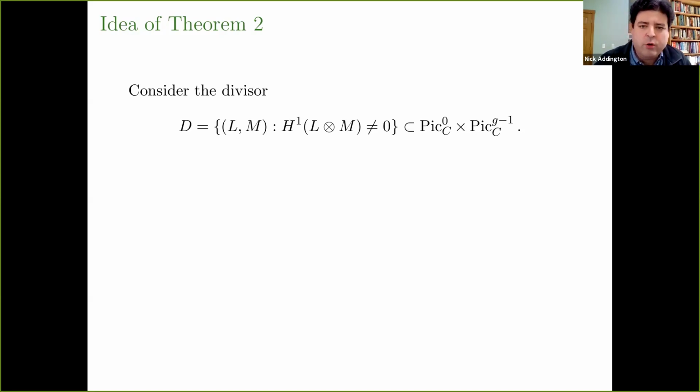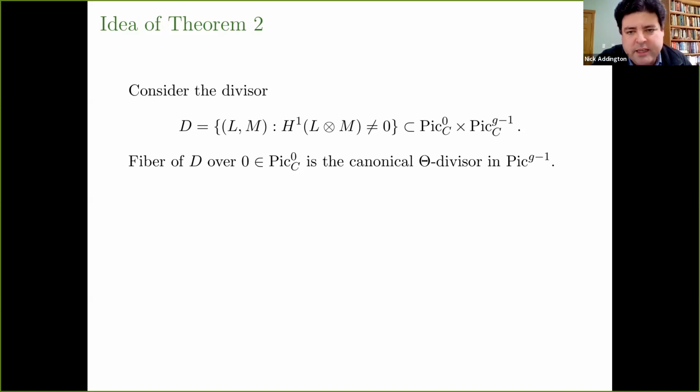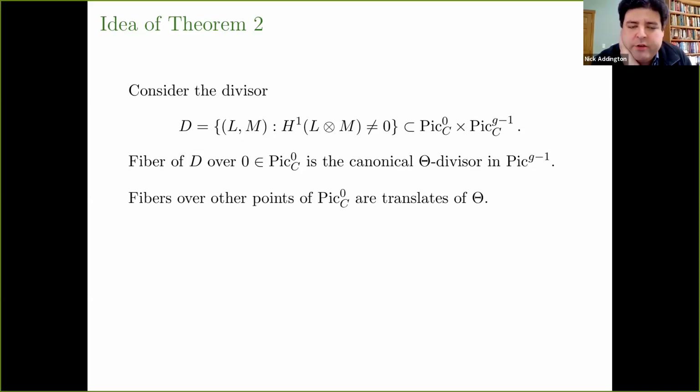So over the origin in Pic naught, the fiber of this thing is the canonical theta divisor in Pic g minus 1. It's the line bundles with sections. You may think of the theta divisor as living in Pic naught, but it's more natural to have it live in Pic g minus 1. And then over other points of Pic naught, you get translates of the theta divisor. So you're seeing Pic naught as a moduli space of line bundles on Pic g minus 1.